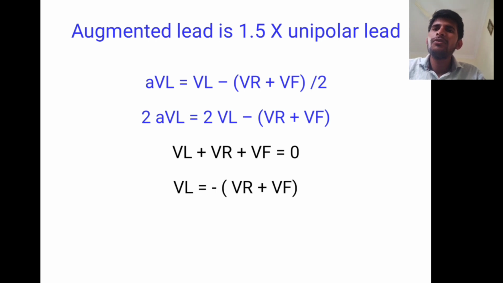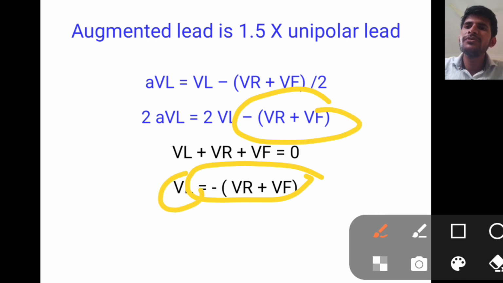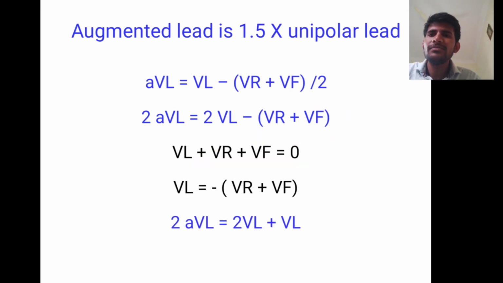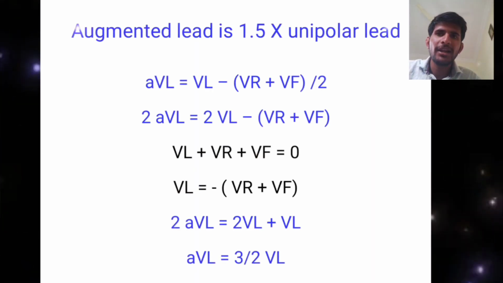Okay. From the above Kirchhoff's law, VL is equal to minus of (VR plus VF). This is the same as what we have here, so we will put this VL here. So 2 AVL is equal to 2 VL plus VL. Therefore, we will get AVL is equal to 3 by 2 of VL. Augmented lead is 1.5 times the unipolar lead. That is 3 by 2 of VL.